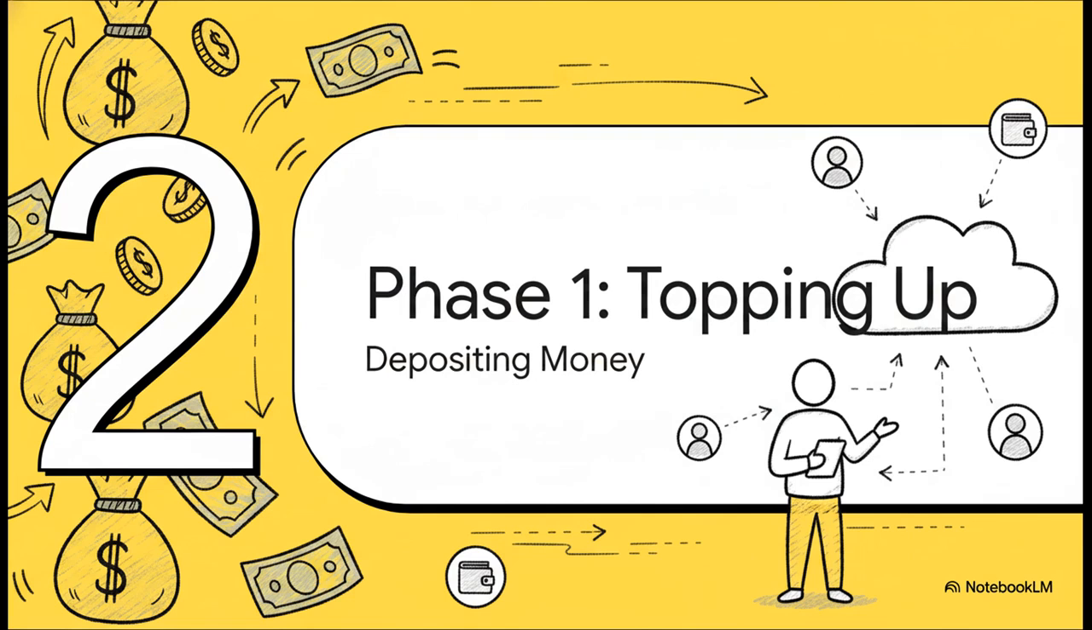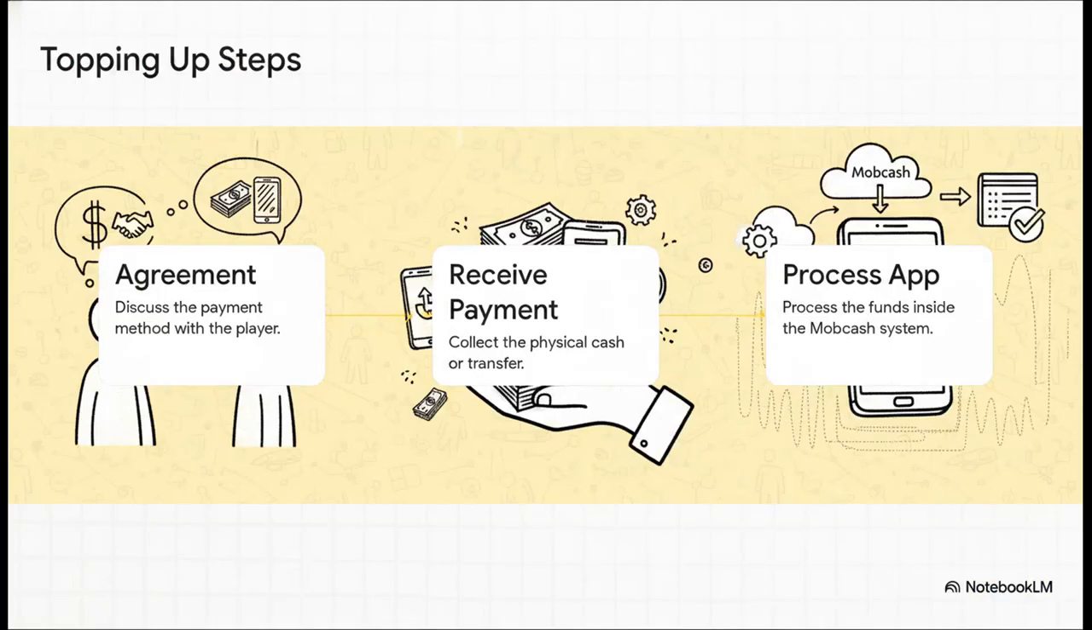So how does the actual money flow into this system? Let's look at Section 2, Phase 1, Topping Up, which is all about depositing money. The manual breaks down the onboarding procedure for depositing funds into 3 really specific steps. Step 1 is the agreement. Basically, the agent and the player have a quick chat to agree on how they're going to handle the payment. This could be handing over physical cash right there in person, or maybe using a local peer-to-peer app. Then, Step 2 is to actually receive the payment. The agent literally gets the cash in their hand. And finally, Step 3, which is where the physical world meets the digital world, processing that transaction right inside the MobCash system.